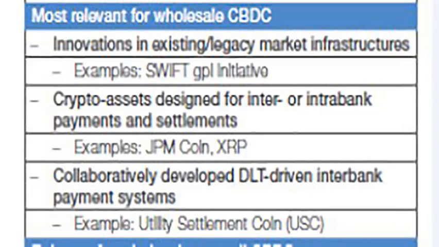So they have a flow chart, or a graphic, if you will. And in the second part of this graphic, most relevant for wholesale CBDC, what they're looking for is when all of these countries create their central bank digital currencies, in order for them to get these funds to go back and forth from countries, they're going to need a bridge. And in this discussion of a bridge, they bring up some very interesting things, innovations in existing legacy market infrastructures.